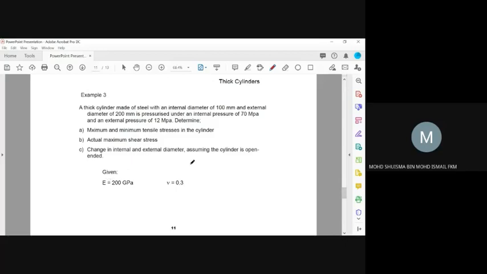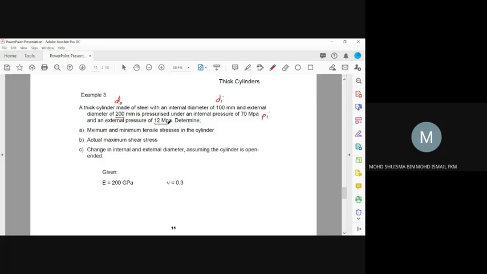Okay, example. We have a thick cylinder made of steel with an internal diameter of 100 millimeters and external diameter of 200 millimeters, pressurized under an internal pressure of 70 megapascal. So what we have here is DI is 100, DO is 200 mm, and PI is 70 megapascal.